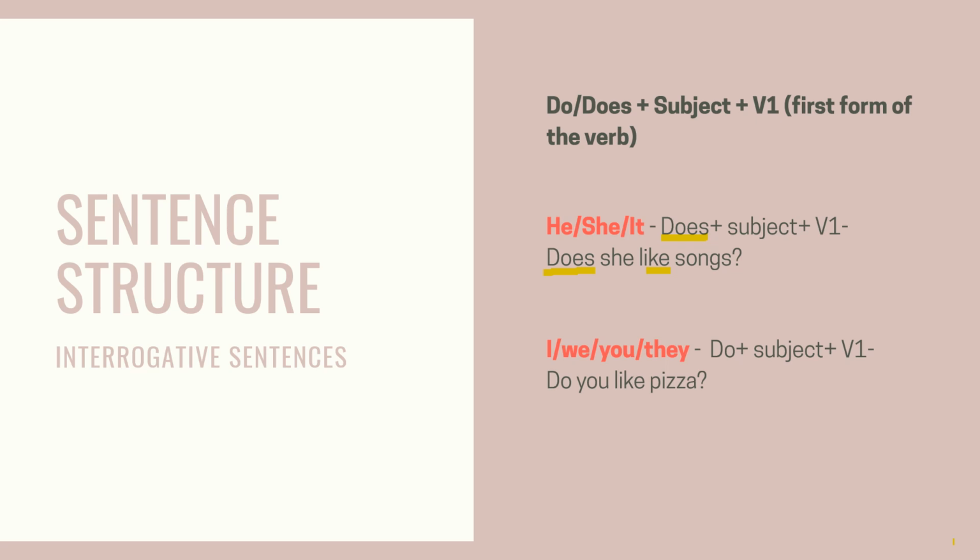And if the subject is something else, then we use do in the beginning, then we add the subject, then the first form of the verb. Do you like pizza? So again, if you see here, there is no suffix to the verb like. It is just the present form. So we begin the sentence with do, then the subject, and then the verb in the present form. So this is the most important thing you need to remember. Third person singular, begin the sentence with does. For any other subject, begin it with do.